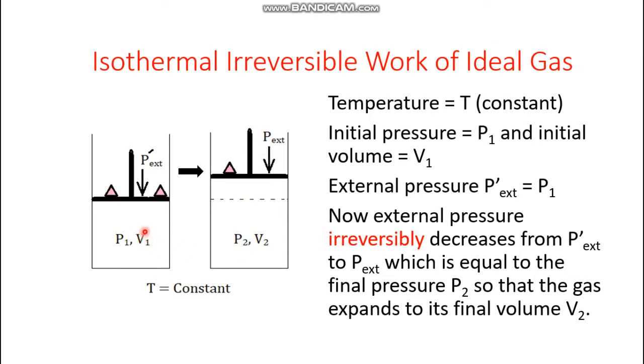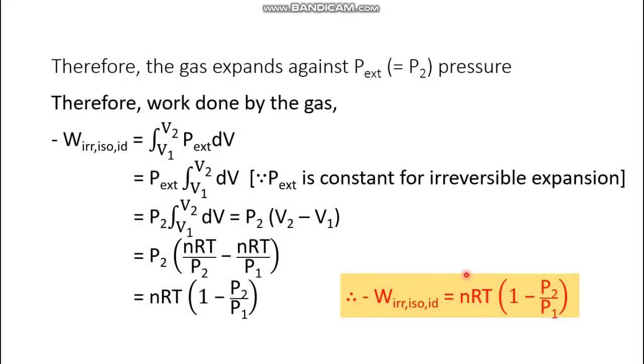That means the initial pressure had been P1, now the pressure has decreased to P2. That means the piston was moving upward against the pressure P2, which is actually the P external. So in place of P external we can write here P2. So always we have to write P2 in case of external pressure if it is irreversible expansion. And in case of volume we have to take the volume change, that is V2 minus V1. How? Look, the gas expands against pressure P external, which is actually P2.